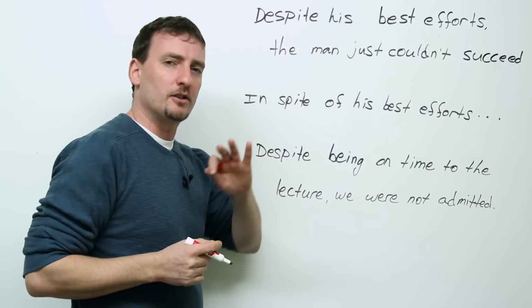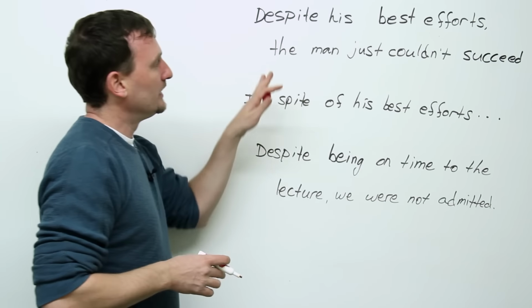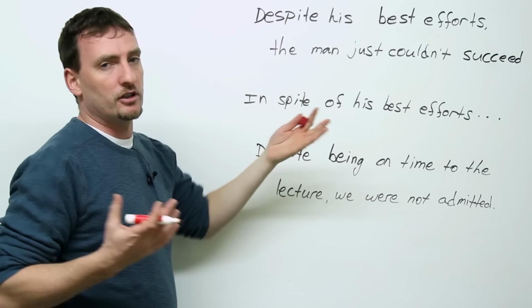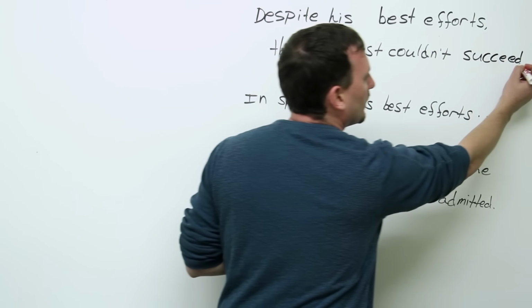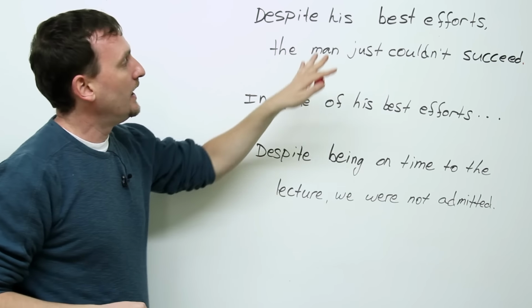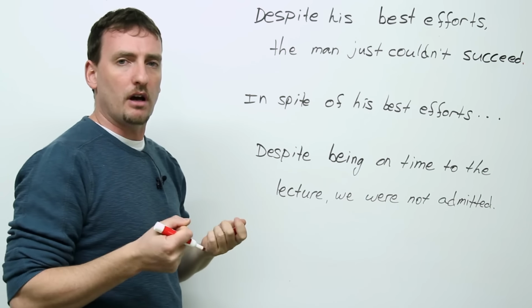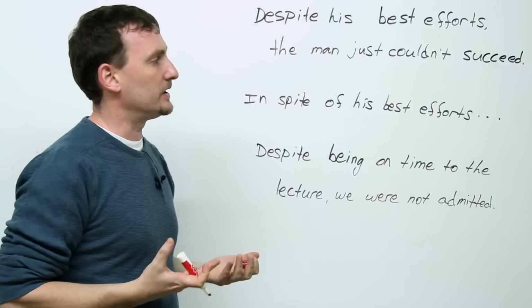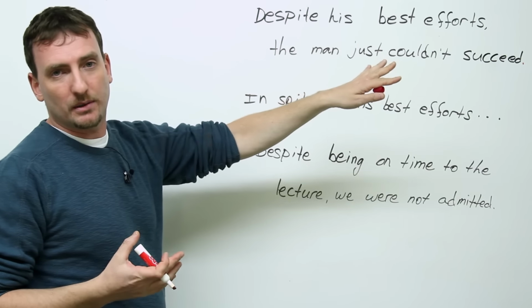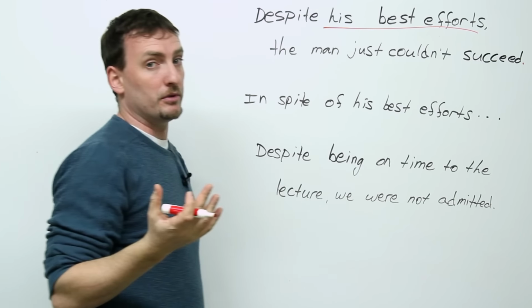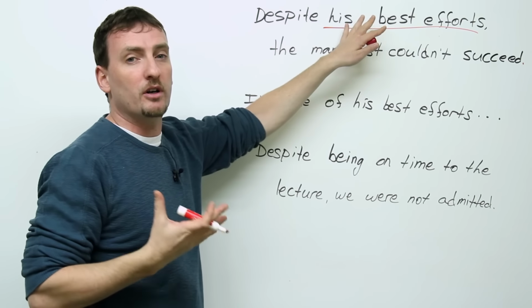Okay, now let's look at despite and in spite of. So first of all, despite his best efforts, the man just couldn't succeed. Sorry, I forgot to put a little period there at the end. Okay, now first of all, what does it mean? It means he tried his best. He tried and tried and tried, but always failed, could never succeed. Now, what do you notice about this sentence? Here, there's no verb, right? It's only a phrase. This is what we call a phrase.